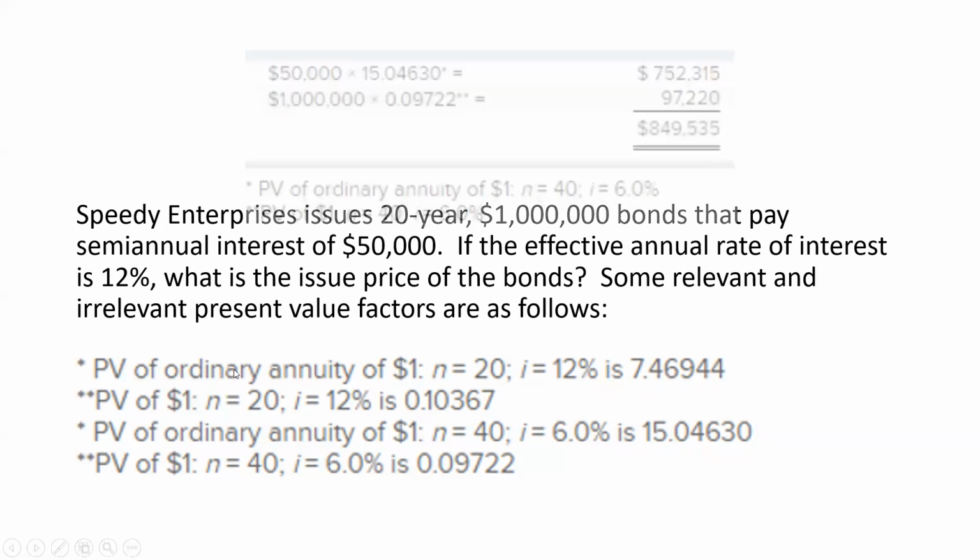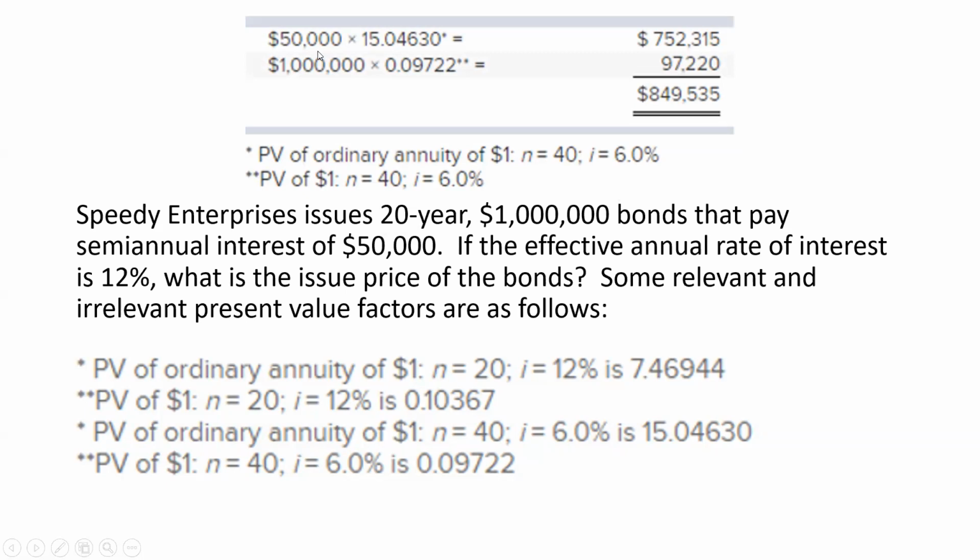So I'm going to pull this up here so you can see it. We're going to take the payment, the $50,000 that they're going to get every 6 months, the semi-annual interest of $50,000, times the present value of an ordinary annuity at 40 periods and 6%, which is 15.0463. We multiply that, the present value of those 40 payments is $752,315. Well, they're not only getting the interest payments, they're also going to get the $1 million at the end.